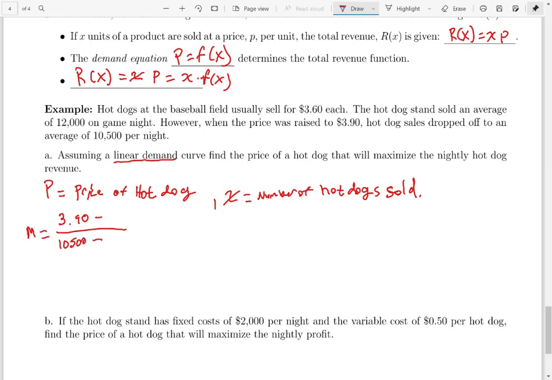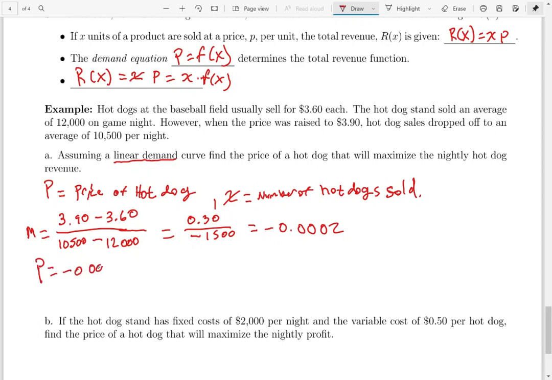Well, then, notice that the other point we're going to use is that when they sold the hot dogs at $3.60, they sold 12,000 hot dogs. And so specifically, we then get 3.9 minus 3.6, which is 0.3 divided by negative 1,500. And then if we're looking for a slope, I can find this. This is 0.3 divided by negative 1500, or specifically negative 0.0002.